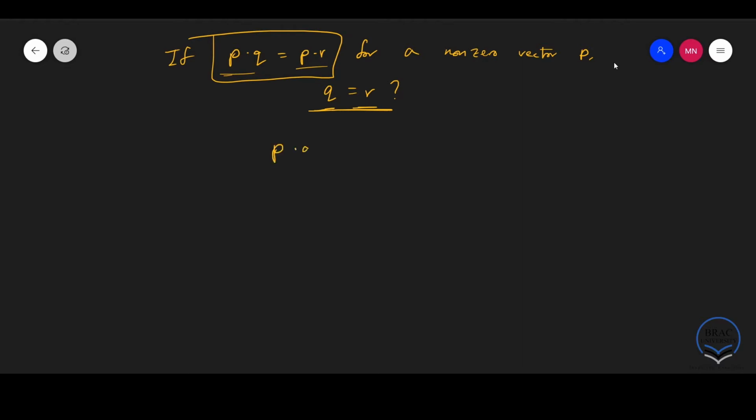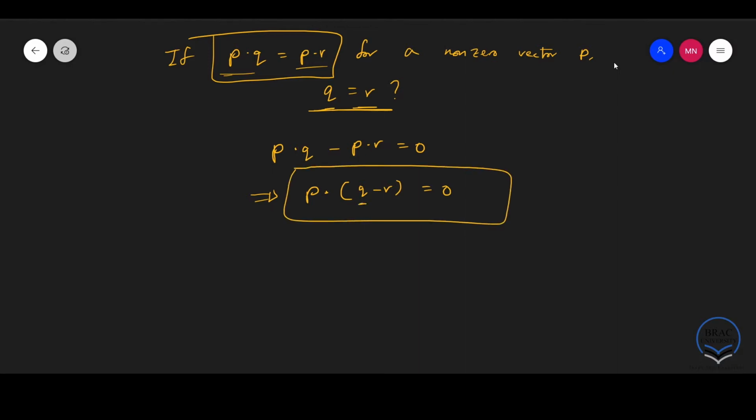We have P dot Q minus P dot R, and this is equal to 0, right? And from this, since we know that the dot product is distributive, we've shown that the dot product is distributive, we can factor out the P, right? And this will become P dot (Q minus R), and this is equal to 0, right? Now from this, can we conclude that this vector and this vector must be the same?